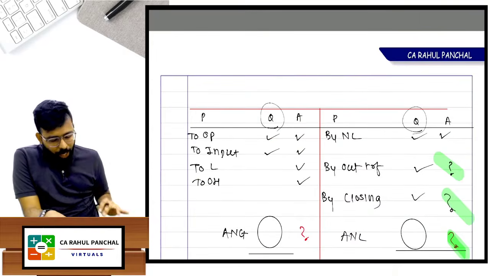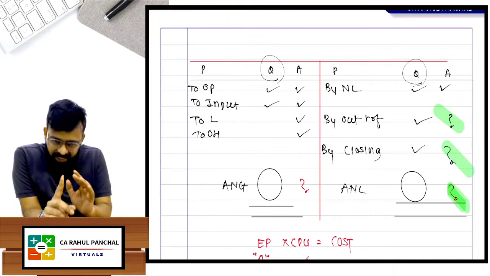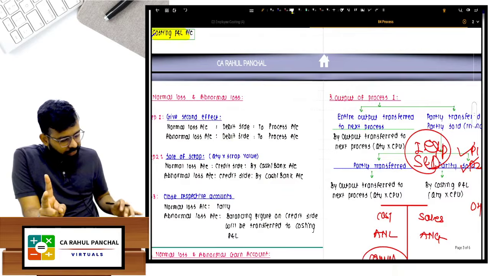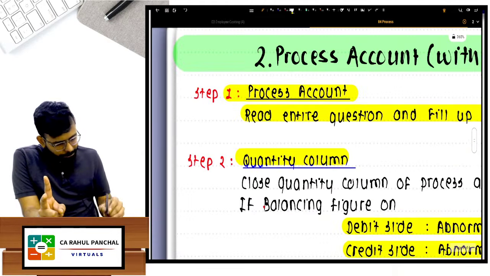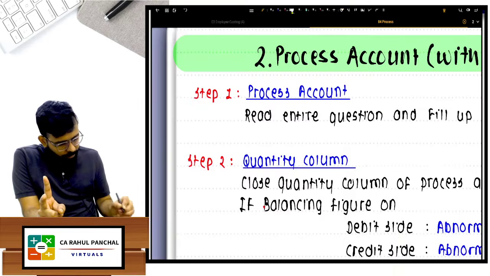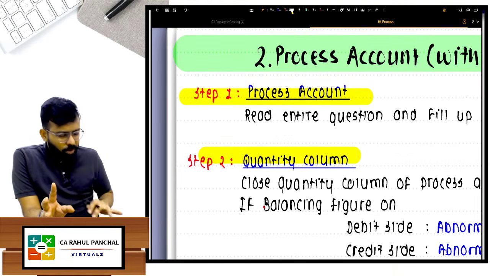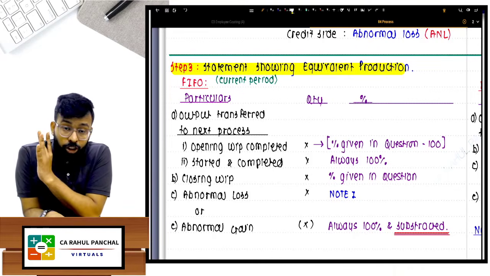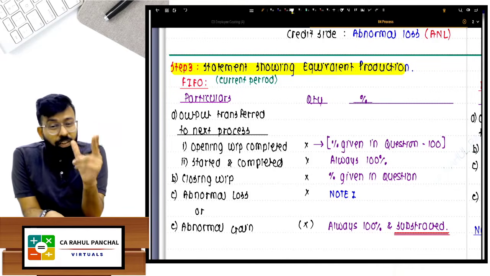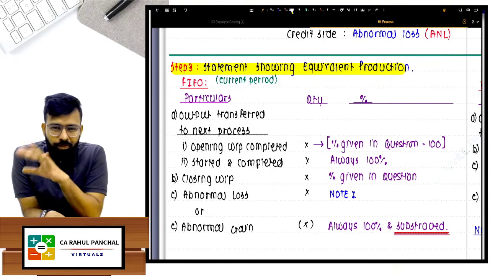Now what I have done is I did step number 1 and step number 2, which is I made the process account. Then I have closed the quantity column. Now let us say in the next step I made the statement showing equivalent production. Okay, just let me discuss the FIFO method first, then I will go to the VAM method.